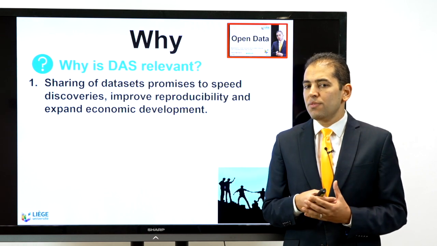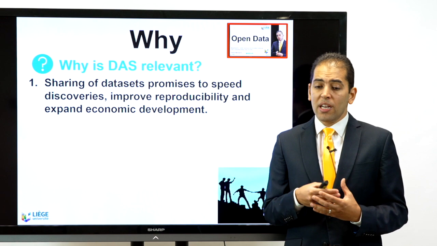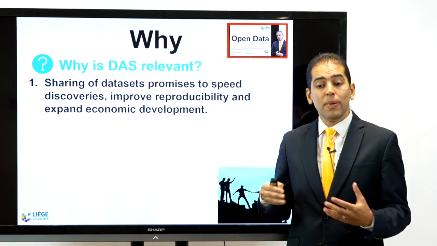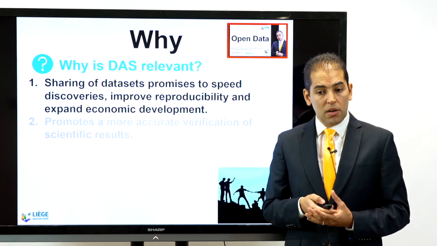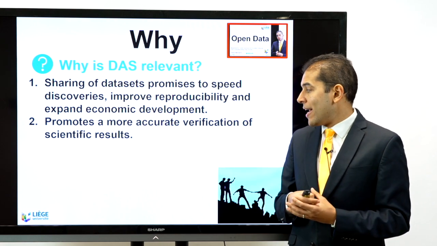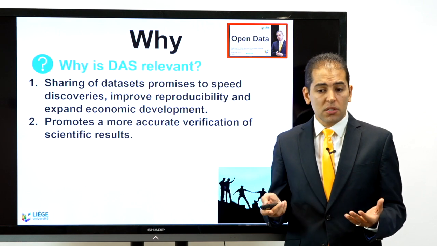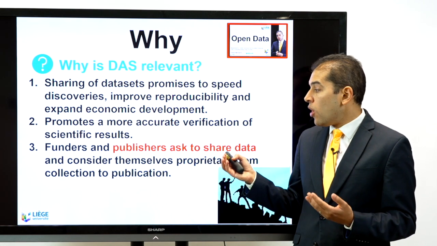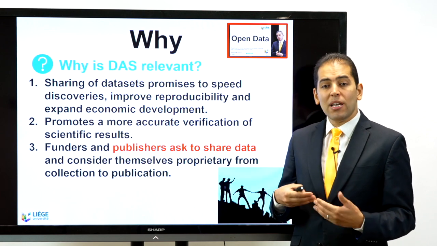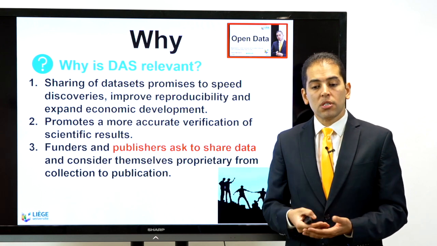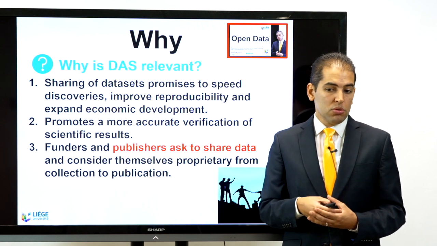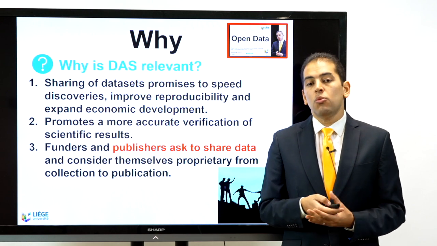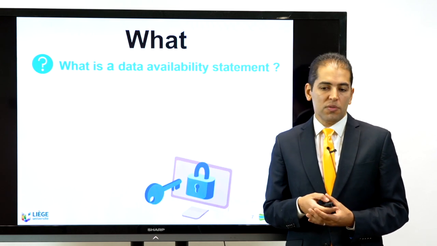Well, there are three reasons for that. First of all, sharing of data promises to speed discoveries, improve reproducibility, and expand economic development in general. Also, it promotes a more accurate verification of scientific results. And data sharing is also required by funders and publishers, who consider themselves the owners of the data, and therefore it's very important to provide these data availability statements. Today most journals would like to have such a statement as part of the submission.